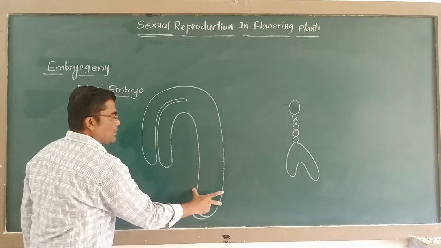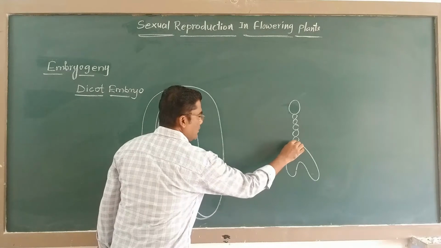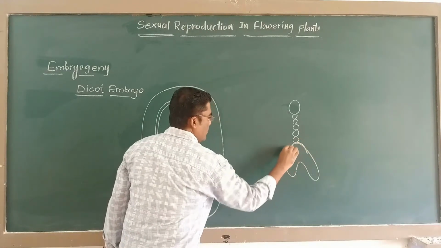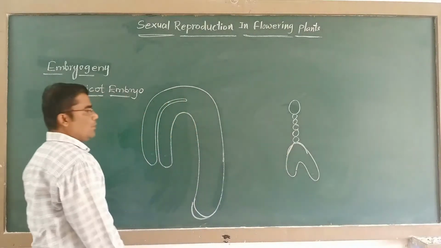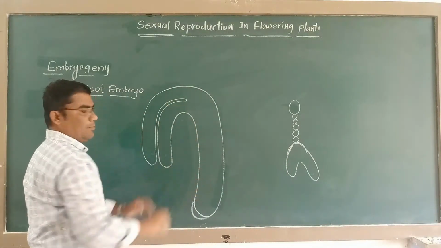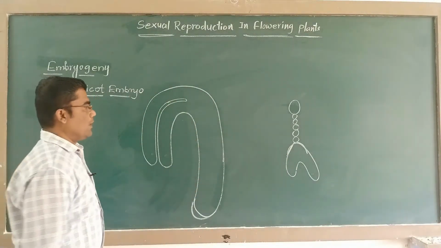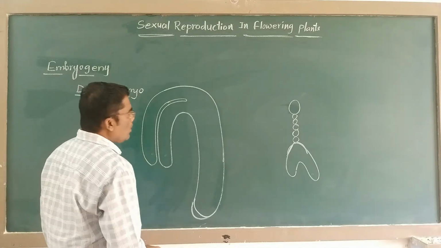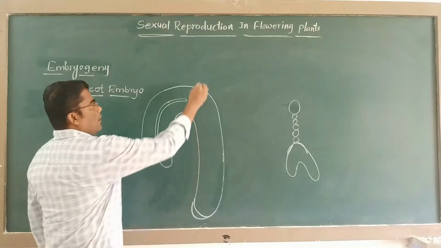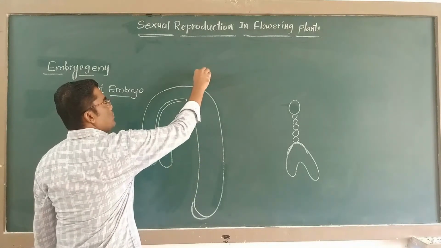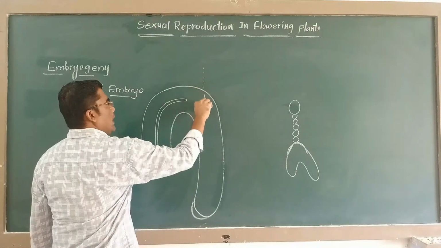And this is the part here, this area. So just you reverse this heart-shaped embryo. After the development, it becomes like this. So when we observe the parts, first we have to discuss the embryonal axis. Now, this is said to be the embryonal axis.